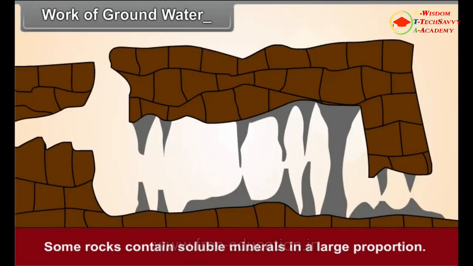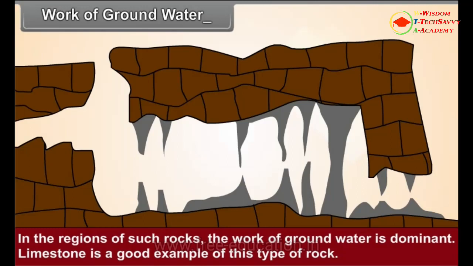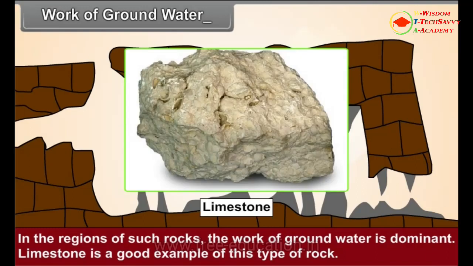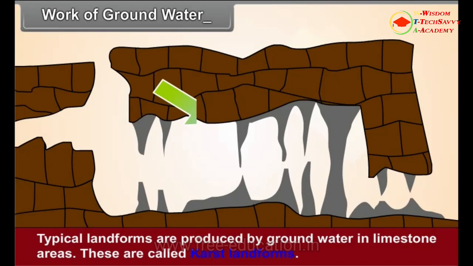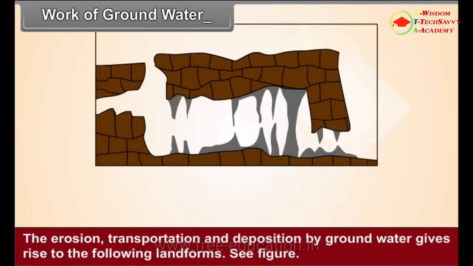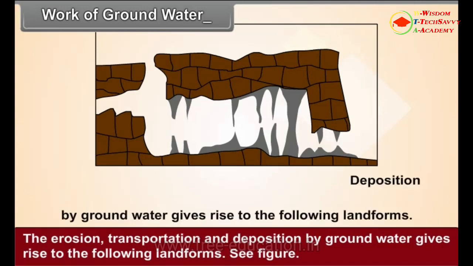Some rocks contain soluble minerals in a large proportion. In the regions of such rocks, the work of groundwater is dominant. Limestone is a good example of this type of work. Typical landforms are produced by groundwater in limestone areas. These are called karst landforms. The erosion, transportation and deposition by groundwater gives rise to the following landforms.